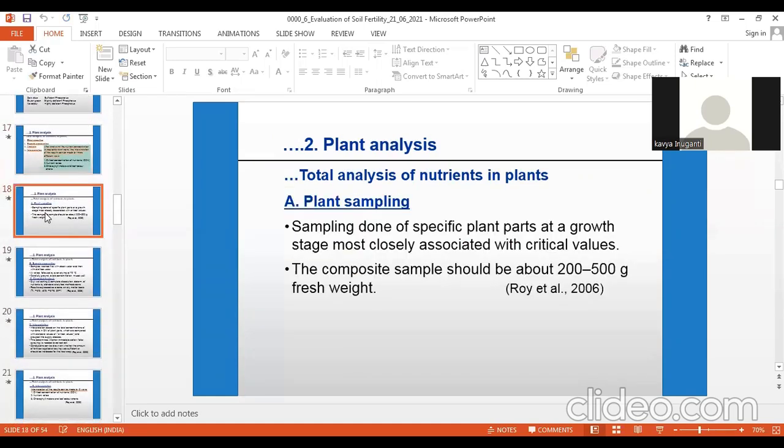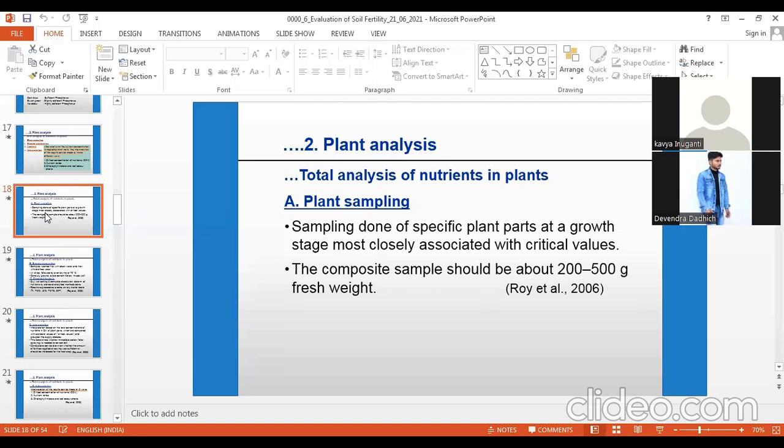So the first step in plant analysis is plant sampling. You need to collect a right sample, because out of the whole field, suppose it is rice or wheat, it produces about 12 to 14 tons or more per hectare of biomass. So biomass is huge, and you are taking a small sample. Also, it has to be the right representative. So plant sampling is very, very important.